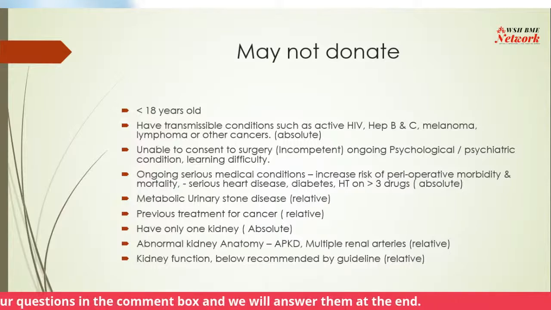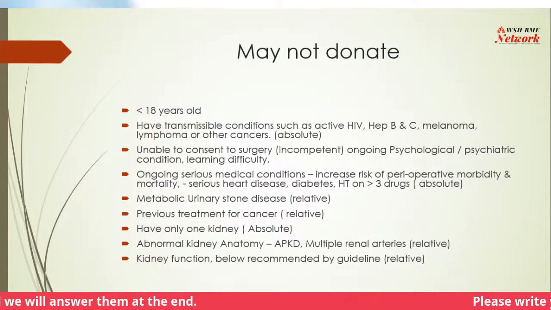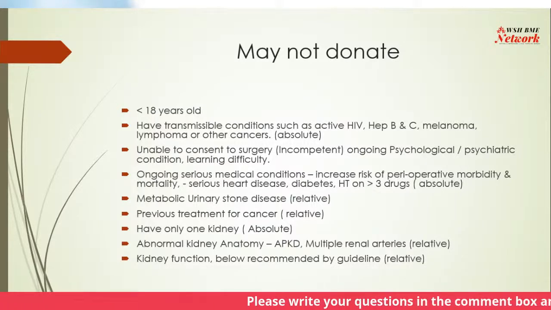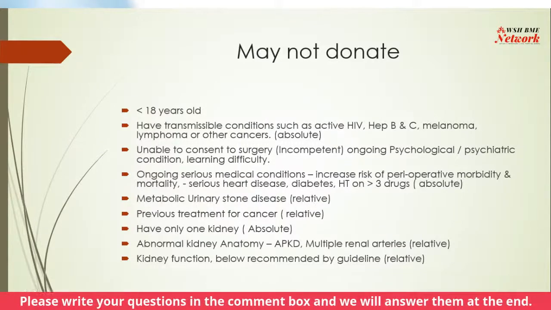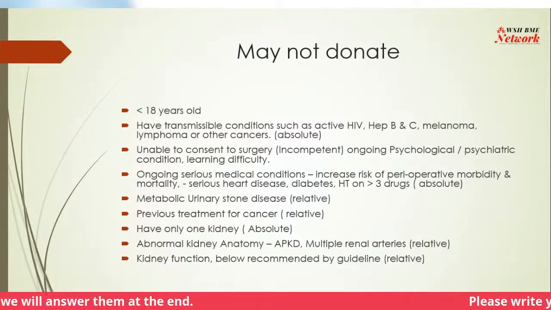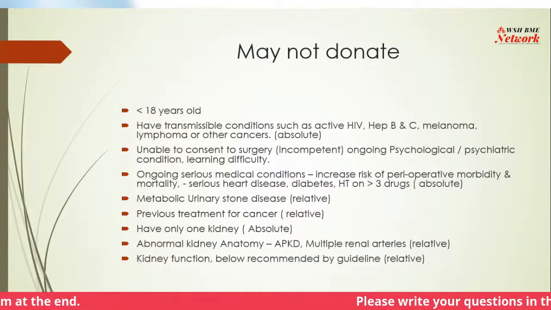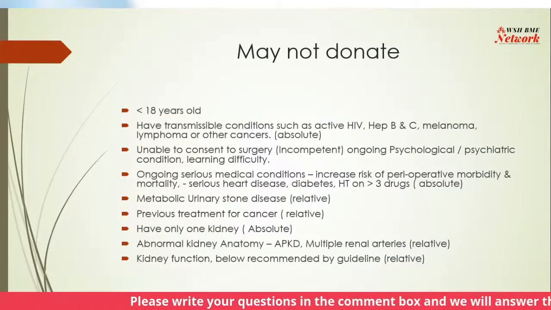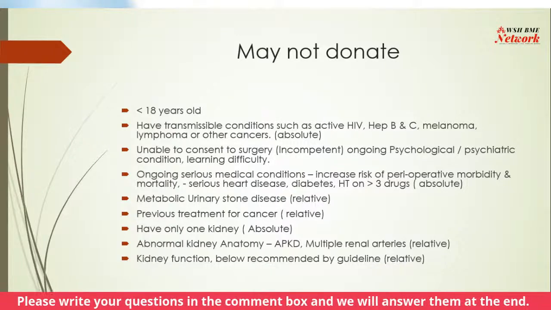Ongoing serious medical conditions. If you have severe heart disease, very bad, severe diabetes, or your hypertension is on more than 3 agents, meaning it's difficult to control, we will not want to take your kidney. If you have metabolic urinary stone disease, we may not want to take your kidney, because you may get stones again, which may damage your kidney in the future.